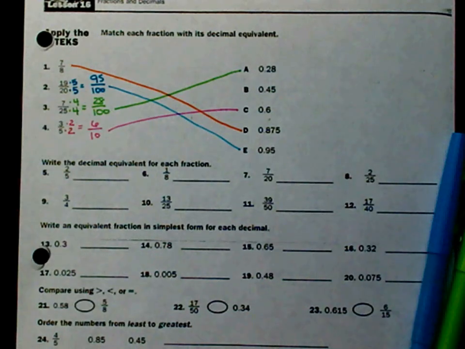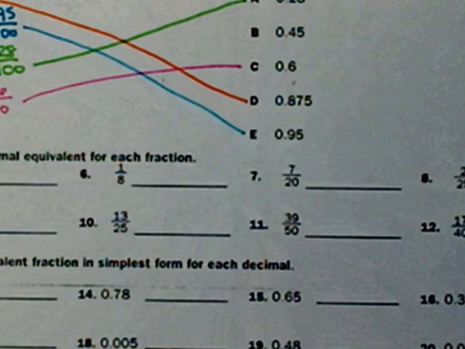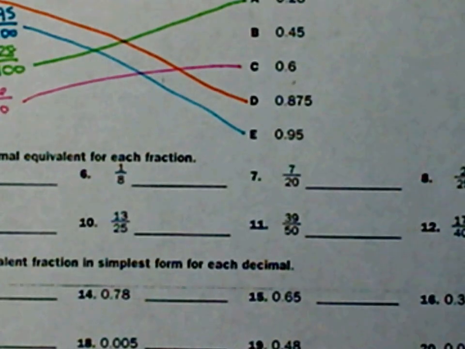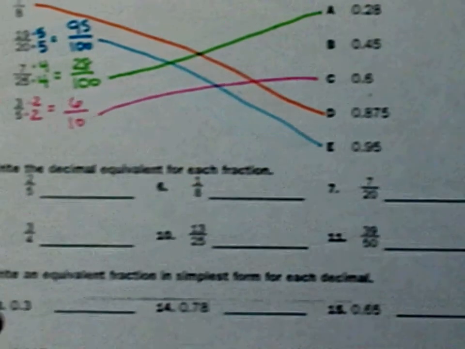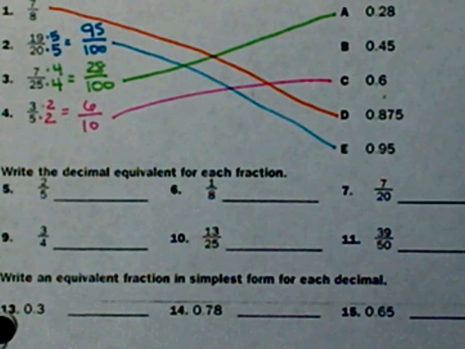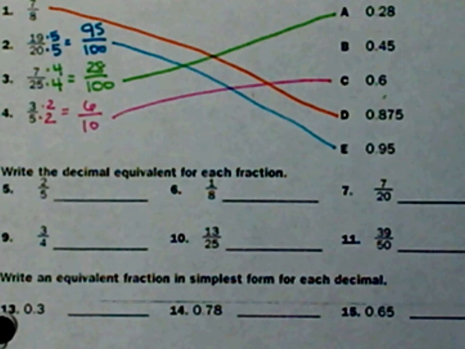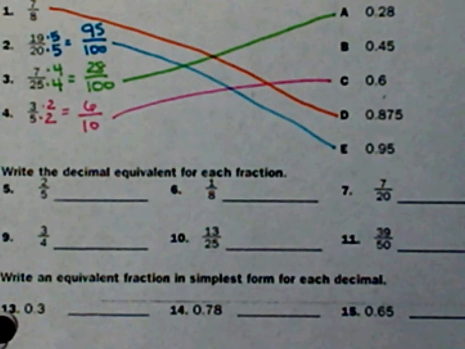The second section, and I'm going to zoom in just a little bit so we can see that a little bit easier. The second section looked for equivalents. It said write the decimal equivalent, and I think that's where some of you may have had trouble. I don't know if you were writing fraction equivalents, but they were specifically looking for decimal equivalents.